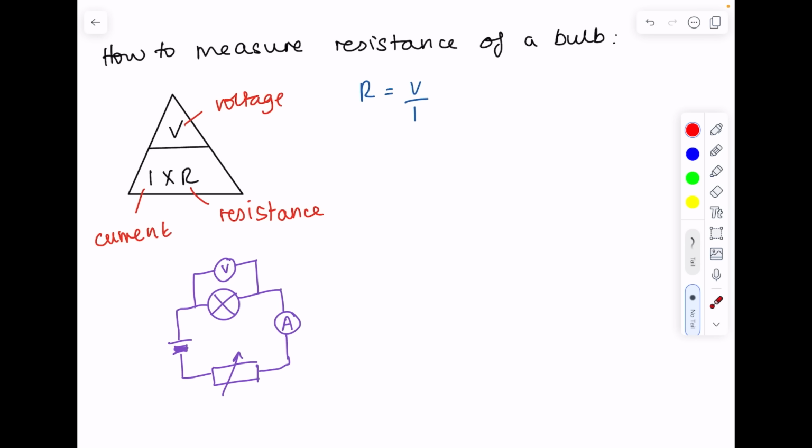I'm adding it in parallel, which is very important, and I'm making sure it's going around the component that I'm interested in. So to reiterate, to measure the resistance of a bulb, find the voltage using the voltmeter, find the current using the ammeter, and then substitute those values into the equation resistance equals voltage divided by current in order to calculate the resistance.